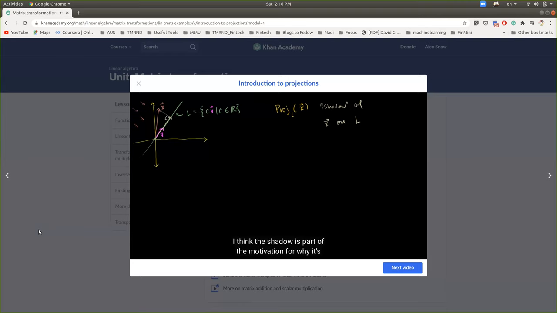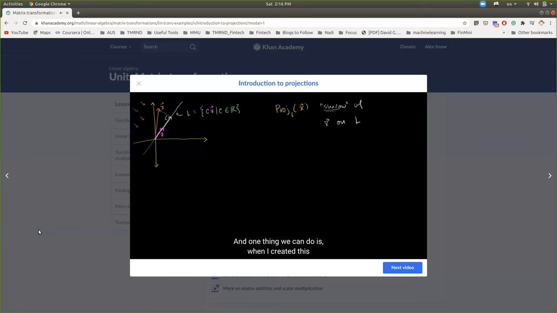I think the shadow is part of the motivation for why it's even called a projection, right? When you project something, you're kind of beaming light, seeing where the light hits on a wall, and you're kind of doing that here. You're beaming light, and you're seeing where that light hits on a line in this case. But you can't do anything with this definition. This is just kind of an intuitive sense of what a projection is. So we need to figure out some way to calculate this, or a more mathematically precise definition.